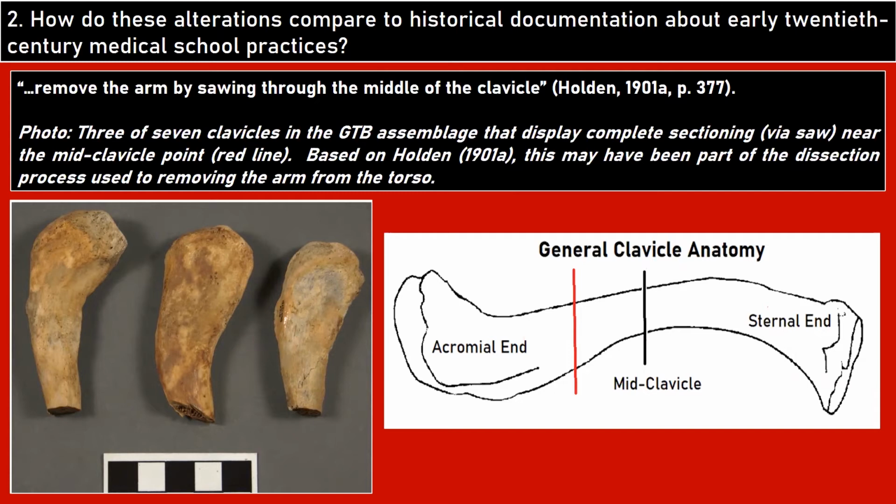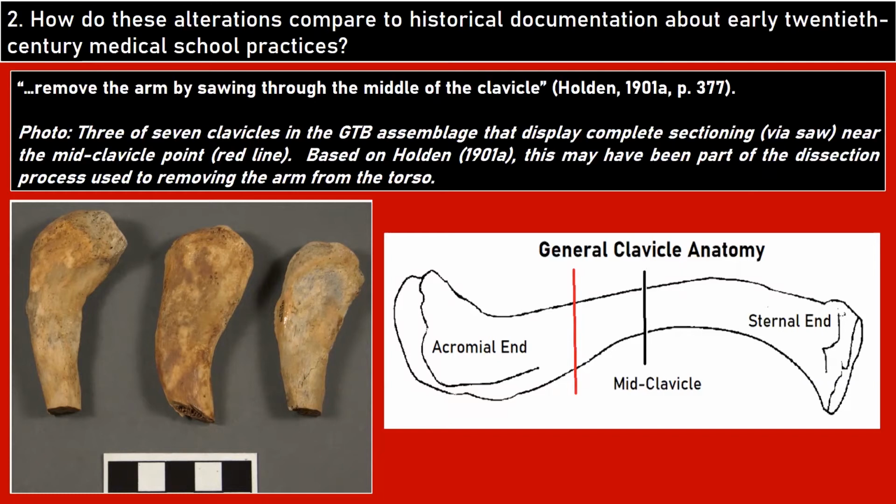In the diagram beside the photo, I have a typical anatomical drawing of a whole clavicle. The midpoint of the clavicle is drawn down the middle in black. Where the examples in the assemblage were typically cut is shown to you with a red line in the drawing. As you can see, the cuts in the assemblage are not perfectly located at midline, but this slight discrepancy could be explained in many ways.